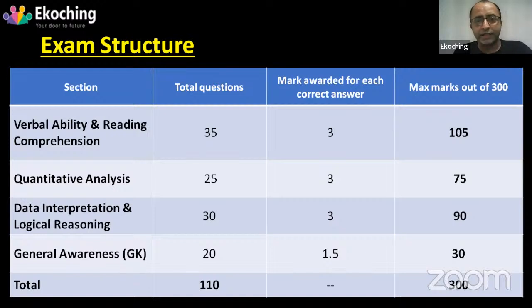Sections वही रहेंगे, शायद number of questions change होते रहते हैं, but sections will remain same as far as previous exams अगर हम देखा जाए तो यही structure पूछा गया है.